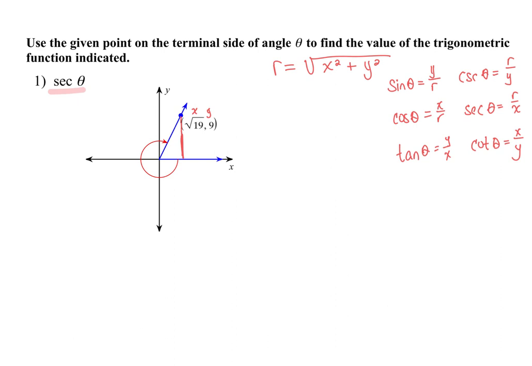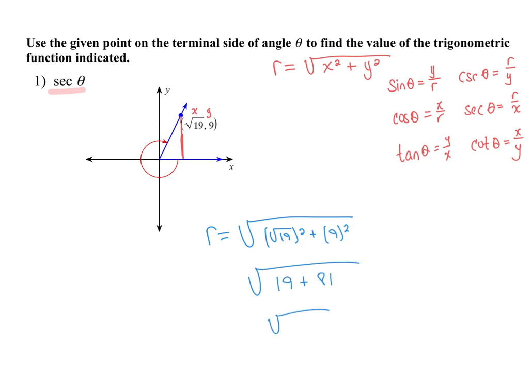So I'm going to calculate my r by saying the square root of x squared plus y squared, which is the square root of 19 plus 81, which is the square root of 100. My r here is 10.